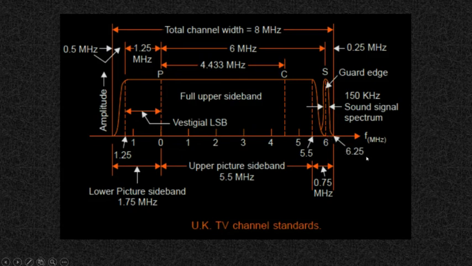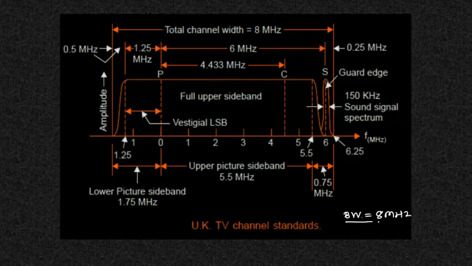So here 6.25, here 1.25, okay. So sorry, this is the French system. UK TV system means a CCAM system. So total channel bandwidth will be 1.25 plus this attenuation band of 0.5 becomes 1.75 plus 6. So if you see the complete channel bandwidth here, it comes to 8 megahertz.